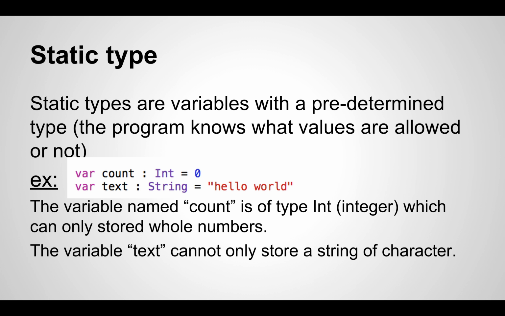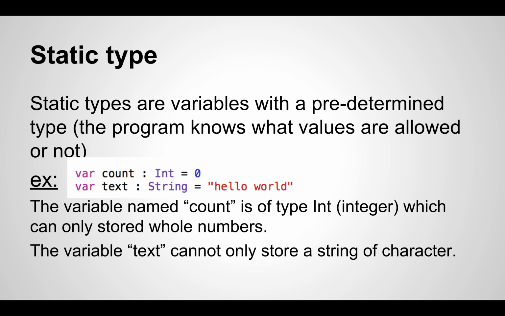So a static type, these are variables that have predetermined types, which means that the program knows what type of values we want to store in it before even running the program. For example, here we have var count, and we say it's an Int and it's equal to 0. So Int are whole numbers. We're going to get more into it in the following lectures, but know that this can only store whole numbers, Int, and the program knows because we specifically said that this is a static type. It cannot change. Static means it stays the way it is. It can only store numbers.